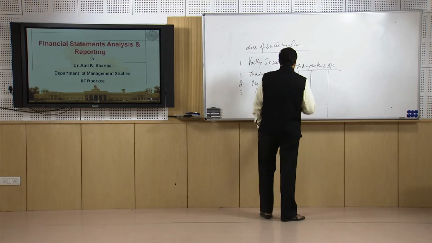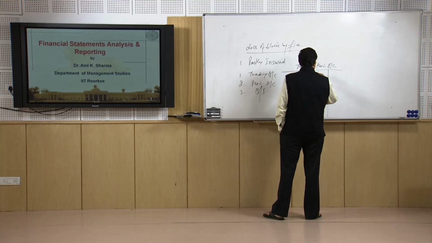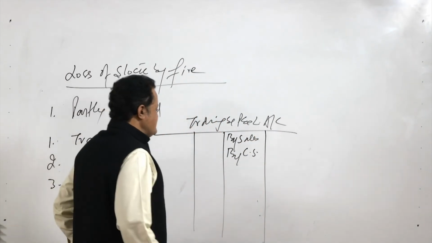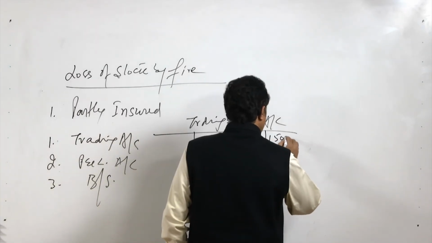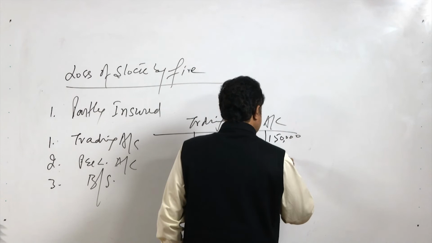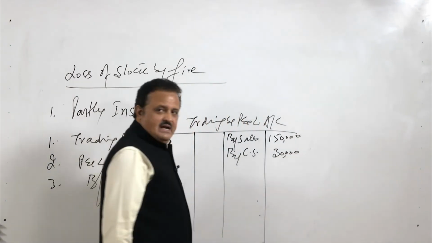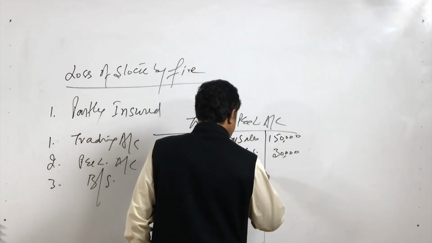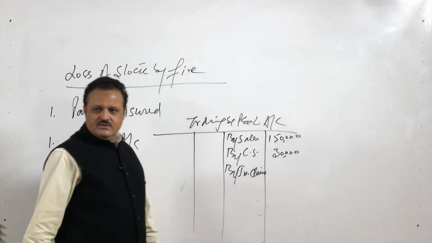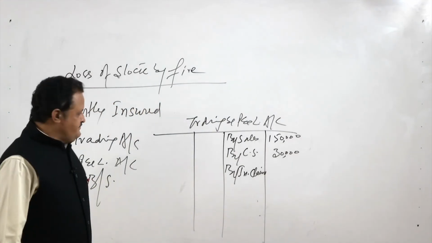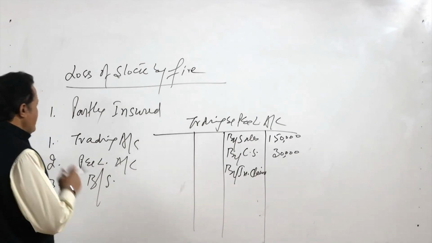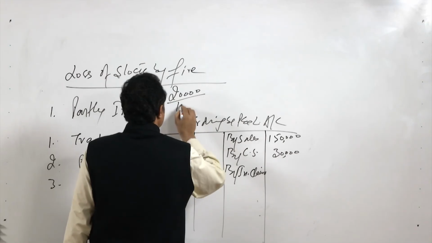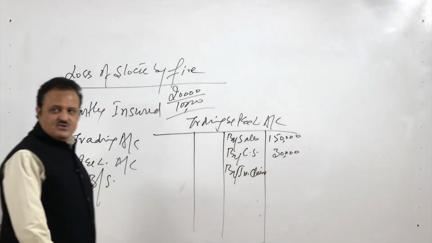So we are writing here by sales, by closing stock. Sales are, again taking the same figures, 150,000, closing stock left is 30,000, and insurance claim. Now the insurance claim is going to be how much? It is partly insured. So 20,000, and partly means 50,000. So we are going to get only 10,000 from the insurance company.